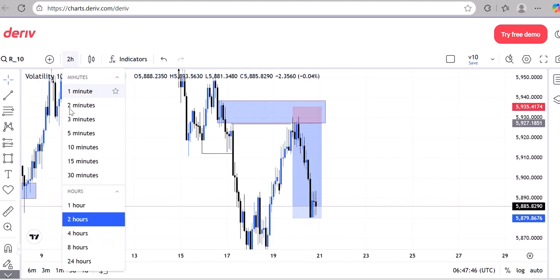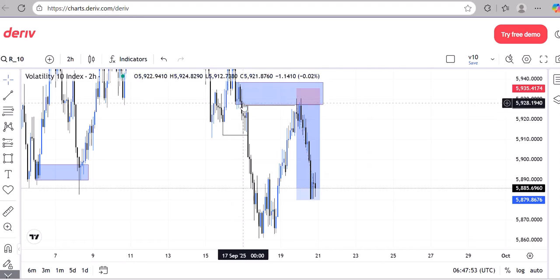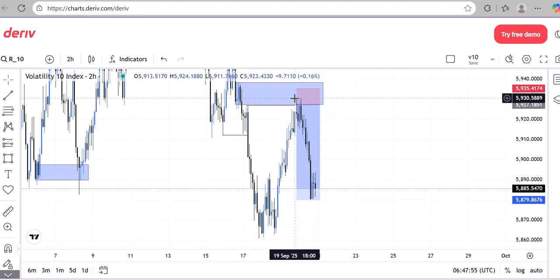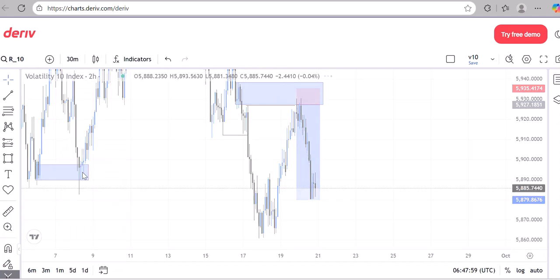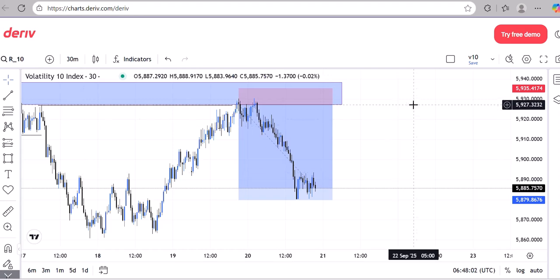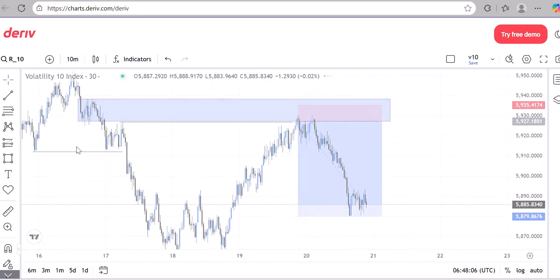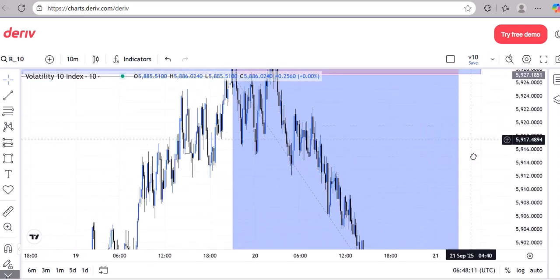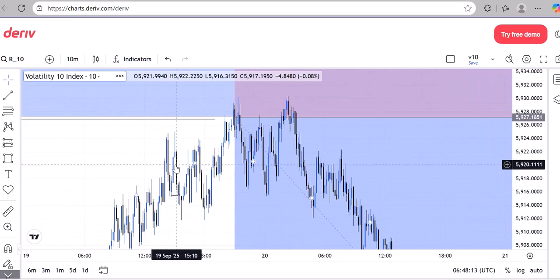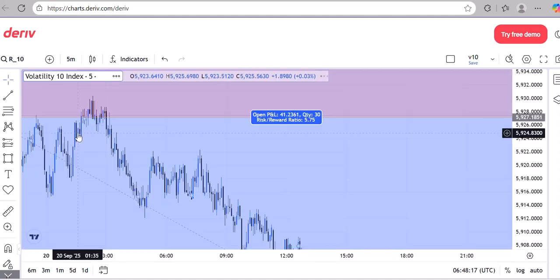Alright, so how we got our entry. This was actually our zone, what we are looking for. There was a break of structure, a fair value gap. So price came in, tapped into our zone. So let's go to our 30-minute time frame. So where we actually got our entry is in our lower time frame. It was not on the 10 minutes, it was on the 5-minute time frame.